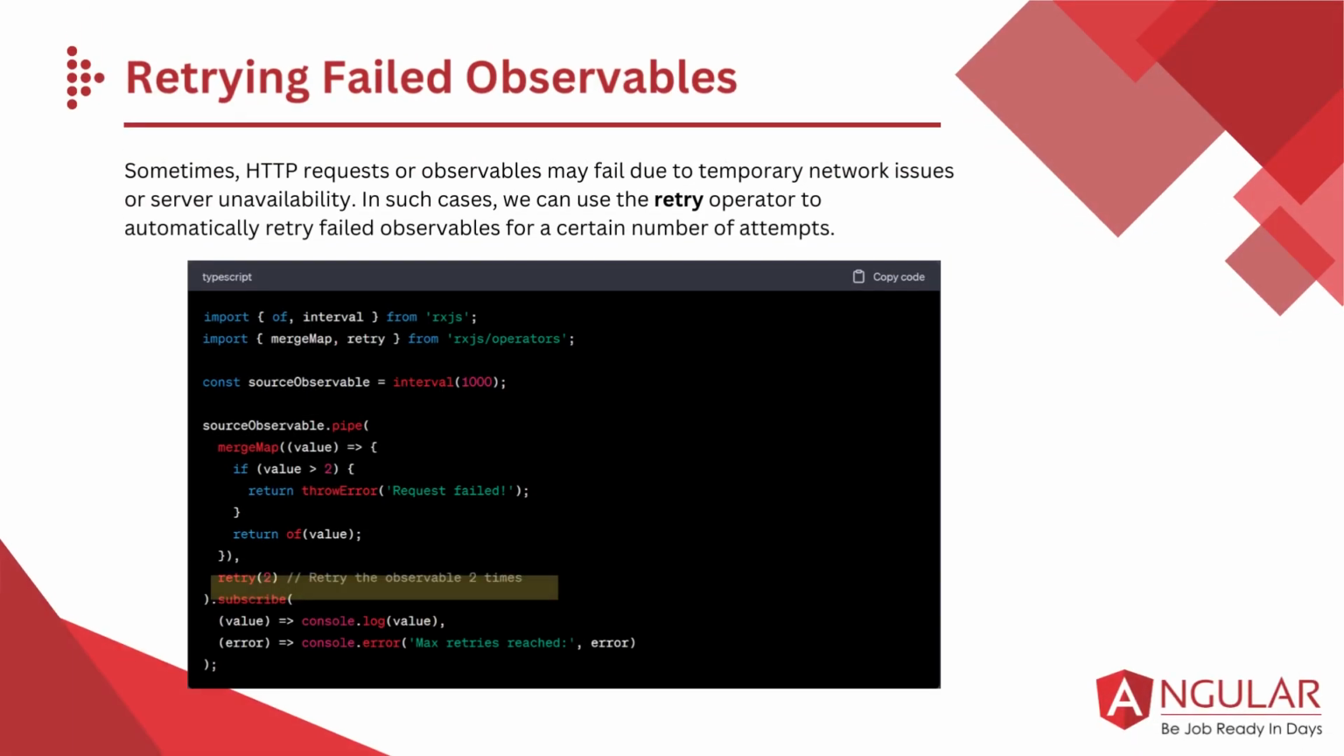2. Retrying failed observables. Sometimes, HTTP requests or observables may fail due to temporary network issues or server unavailability. In such cases, we can use the retry operator to automatically retry failed observables for a certain number of attempts.